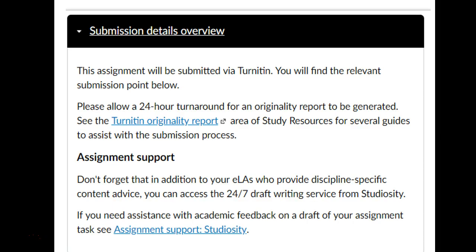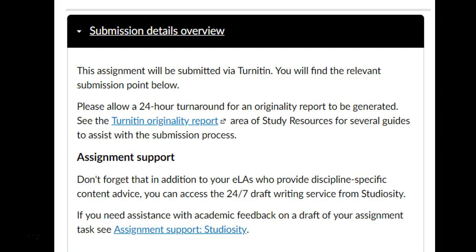Here are your submission details. Your assignment is going to be submitted via Turnitin, and you'll find the relevant submission point below. Please note there is a 24-hour turnaround for an originality report to be generated. So if you're going to be having a look at your originality, make sure you're giving 24 hours there. And don't forget that you have access to Studiosity.